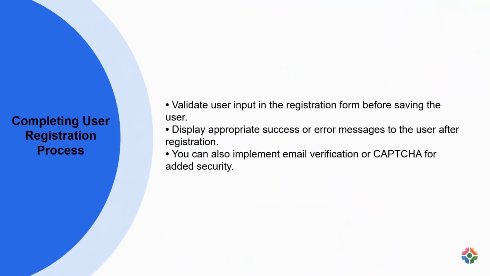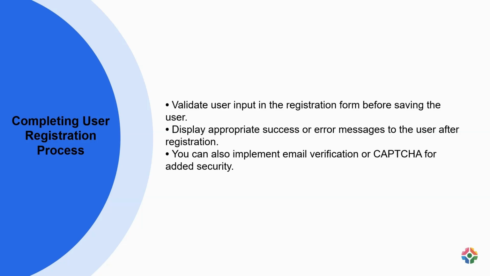To ensure data integrity, validate user inputs in the registration form prior to saving the user information. Perform checks such as ensuring required fields are filled, validating email formats, and checking for correct input types like numeric values for age. Upon registration, display relevant success or error messages to users to communicate the outcome effectively.